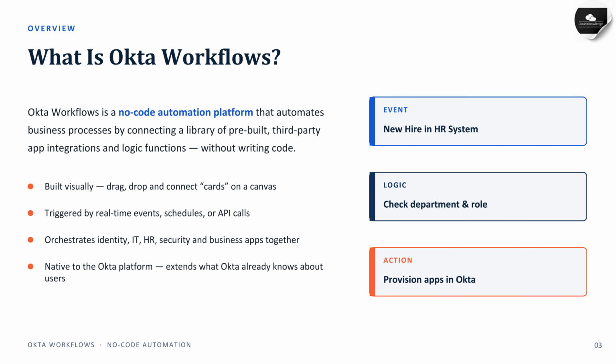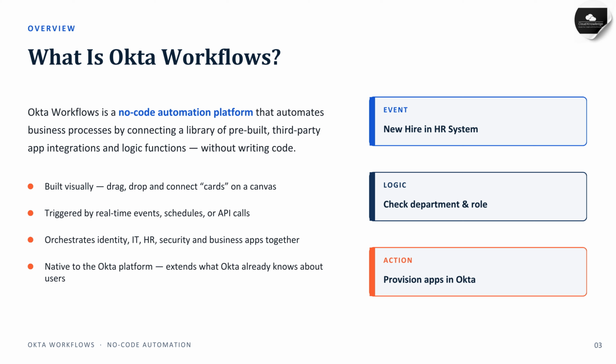Let's start with the core definition. Okta Workflows is a no-code automation platform that automates business processes by connecting a library of pre-built, third-party app integrations and logic functions without writing code. Here's the mental model I want you to hold onto. Every automation in Workflows follows the same 3-part shape.